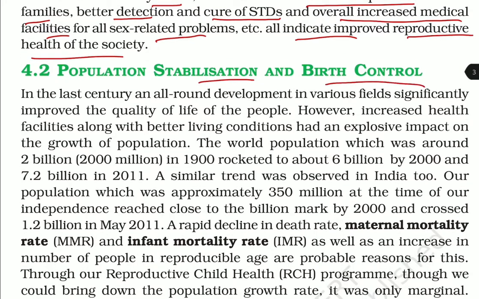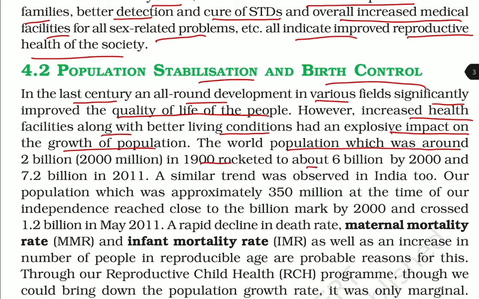Population stabilization and birth control. In the last century, all-around development in various fields significantly improved the quality of life of the people. However, increased health facilities along with better living conditions had an explosive impact on the growth of the population. The world population was around 2 billion, that is 2000 million, in 1900, rising to about 6 billion by 2000 and 7.2 billion in 2011. A similar trend was observed in India too.